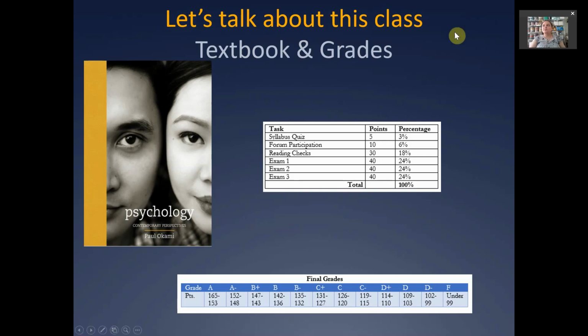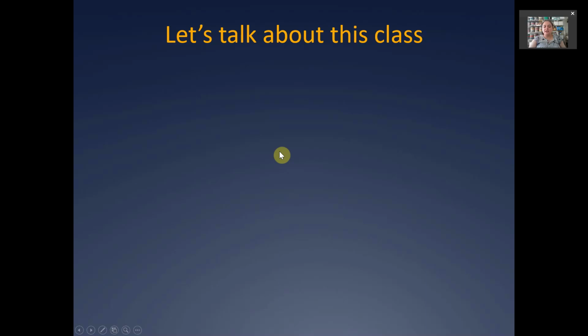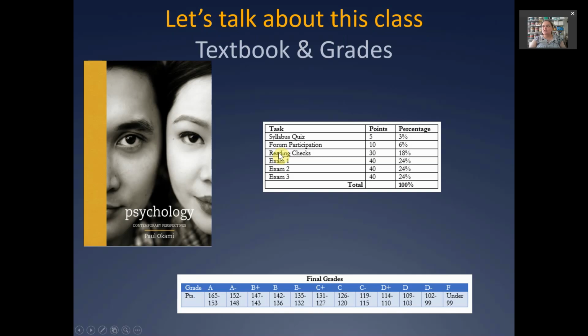All right, so we talked about the textbook. The textbook is going to be Psychology, Contemporary Perspectives by Paul Okami. So you can check that out. Again, I don't encourage this, but I know that some students like to Google PDF free versions of the text, and I don't encourage it, but I've heard some students were successful at it.